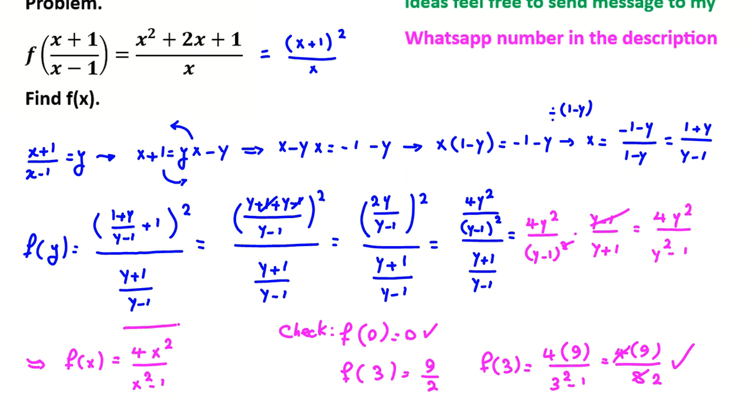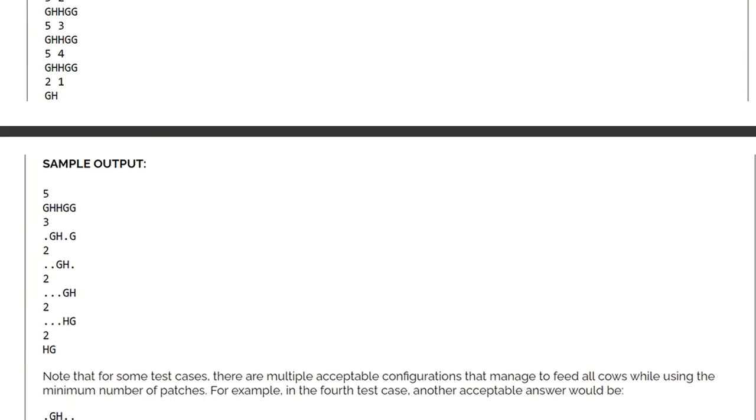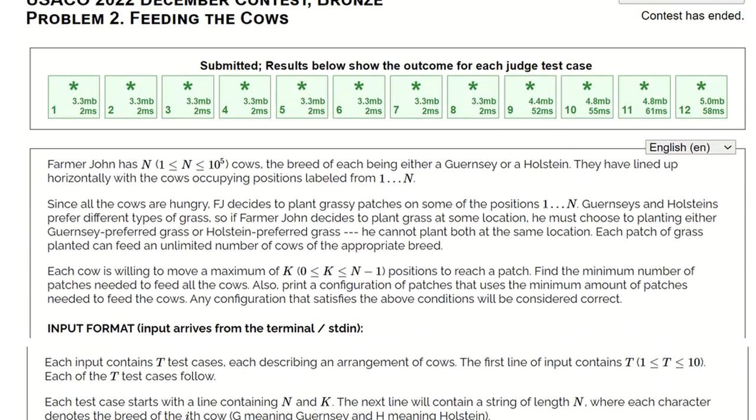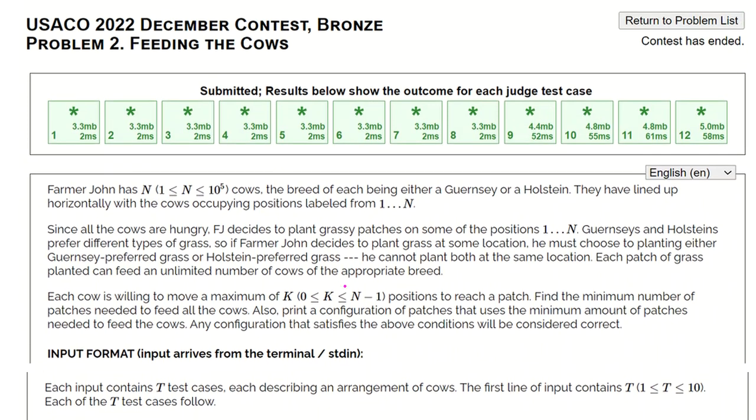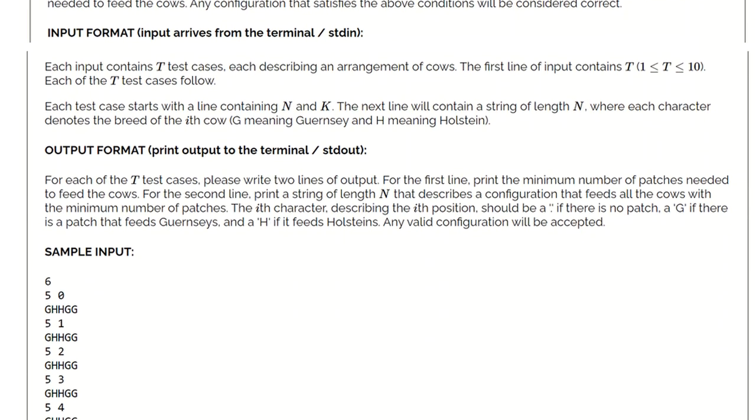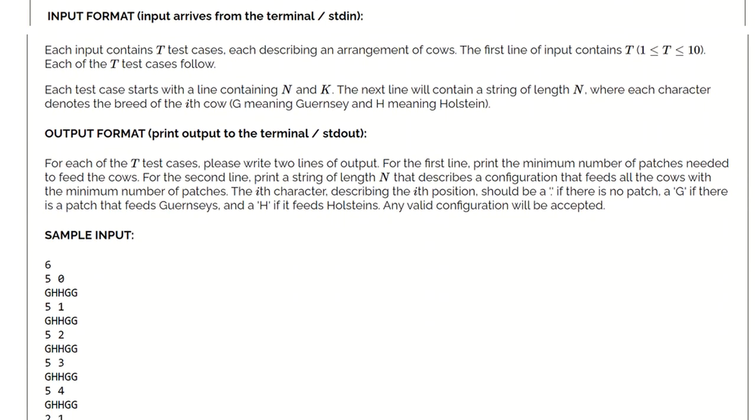Okay, always check your answer. Do not make careless mistakes. So that was part 1. Now let's focus on part 2. Read this problem, pause the video and read. And it is input, output.